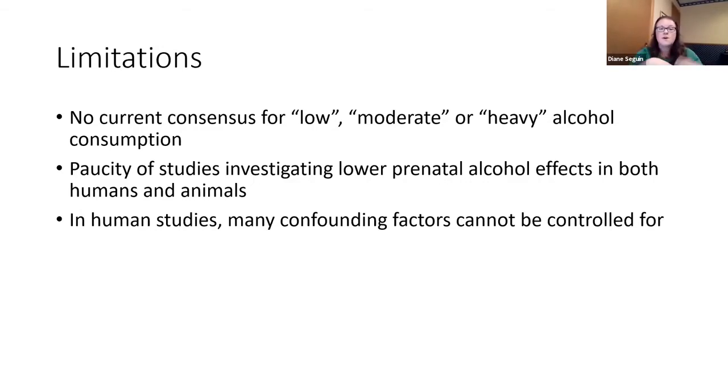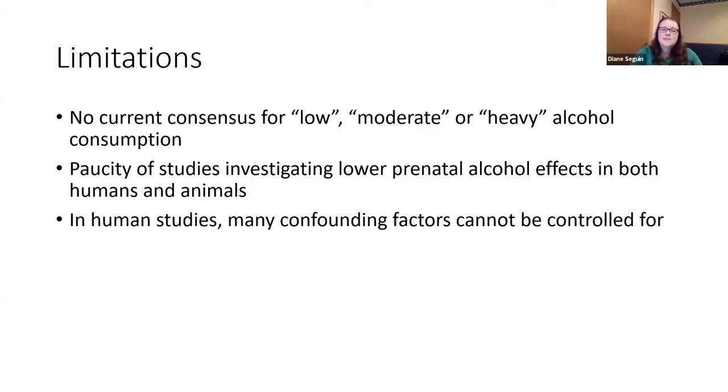But one of the big ones across both human and animal studies is that currently there is no consensus for what constitutes low to moderate or heavy alcohol consumption. So even studies which are measuring binge drinking versus non-binge drinking. Binge drinking in some studies is 4 drinks, whereas in another study, binge drinking is 8 or more drinks on one occasion. So it's really hard to do comparisons across studies or even draw conclusions about the effects of different amounts of alcohol because we don't have this consensus between them.